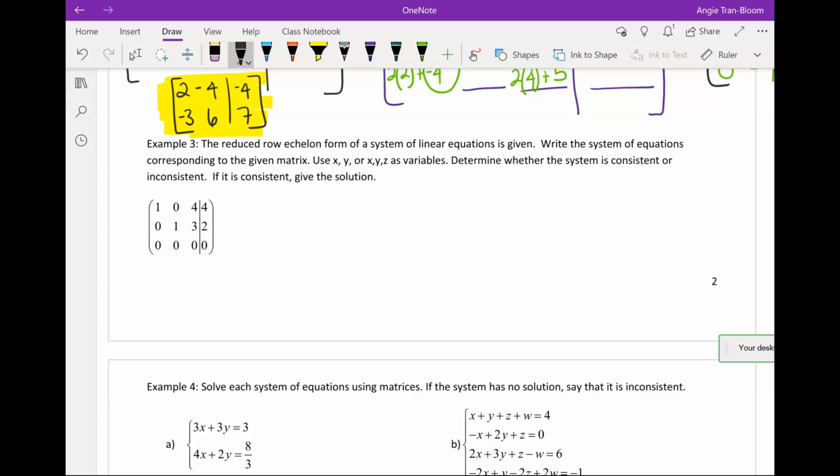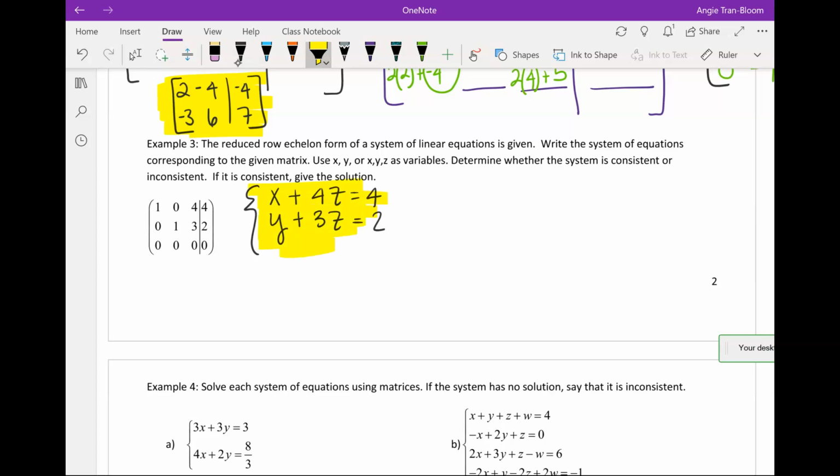First, would you agree that it wants you to write it back as a system? So there's 3 variables. So we will do 1x. There is no y, but how many z's? 4z, and equals to 4. Okay, that's equation number 1. Equation number 2 has no x's. How many y's? 1 y. How many z's? 3z equals to 2. Would you guys agree? The third equation has 0x plus 0y plus 0z equals 0. Do I have to write that? No, it doesn't make sense for us to do so. So that's your final answer for your system.